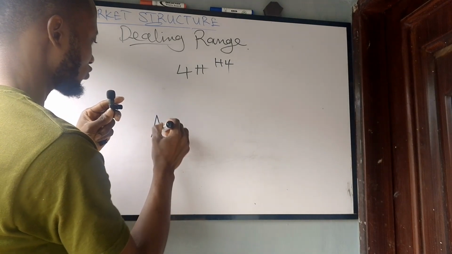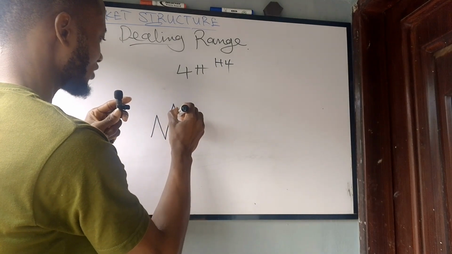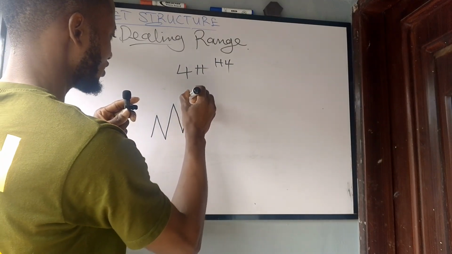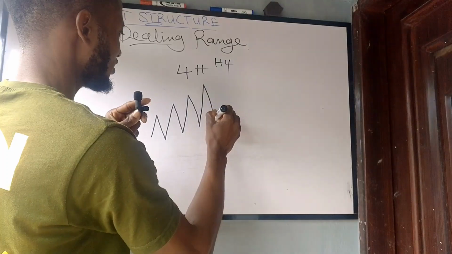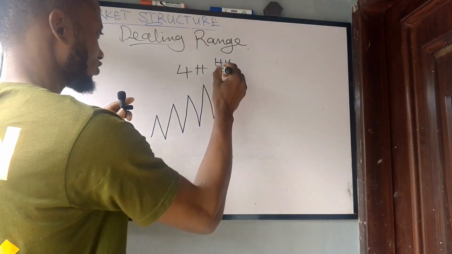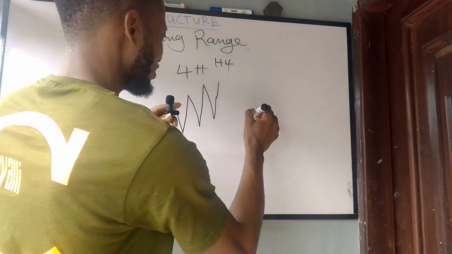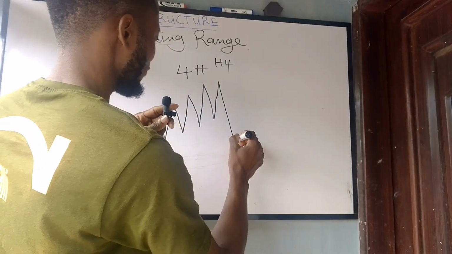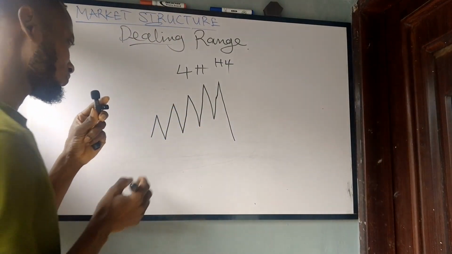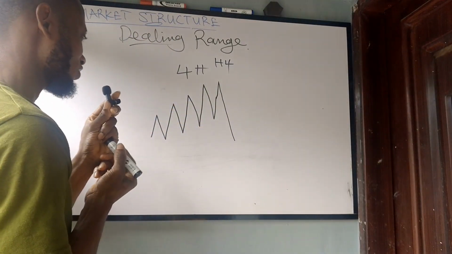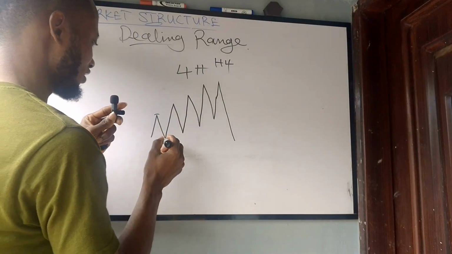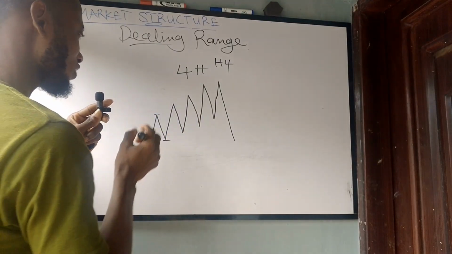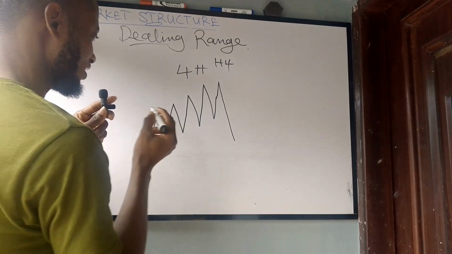break of structure. Please, I want you to pay attention. It is a break of structure. That is what will give me my dealing range. Yes, a break of structure or a change of character. So now, if I can identify on the 4 hour time frame my high and my low, I'll now look at the next leg.